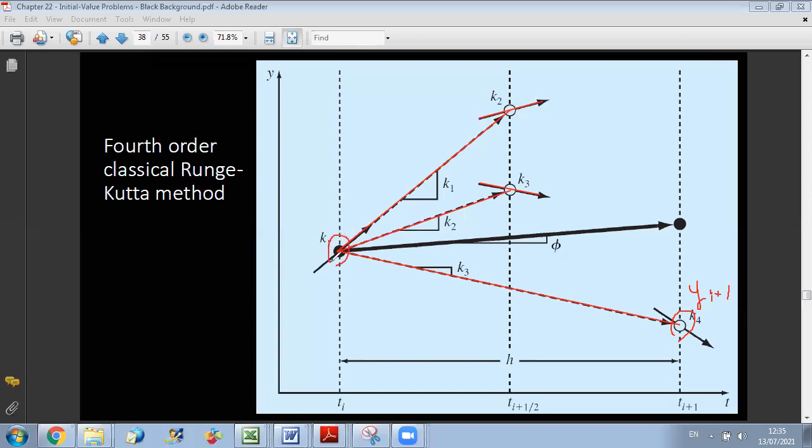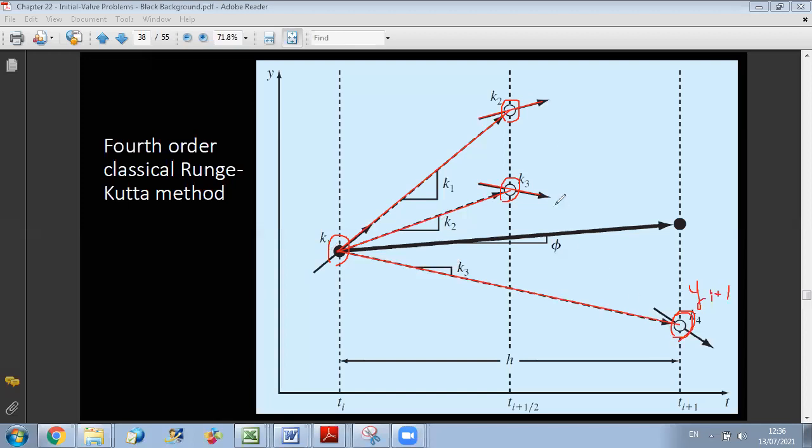K1, which is the slope at Ti. K2, which is obtained from the midpoint method. K3, which is obtained from the first correction in the midpoint method. And then K4 is obtained from going the step H with slope K3.